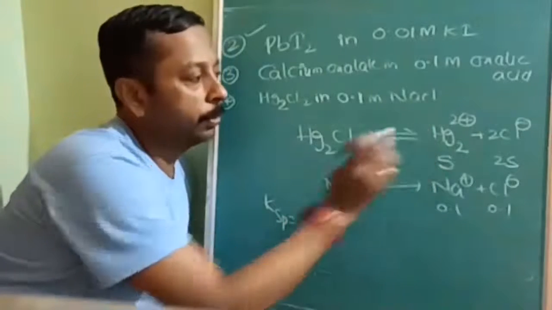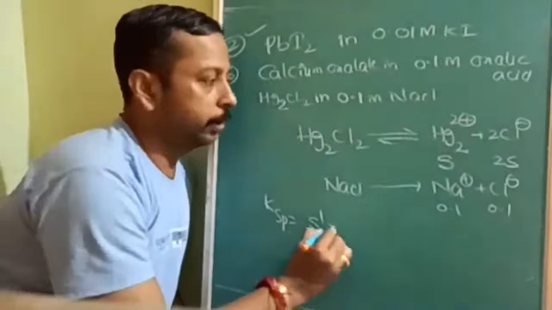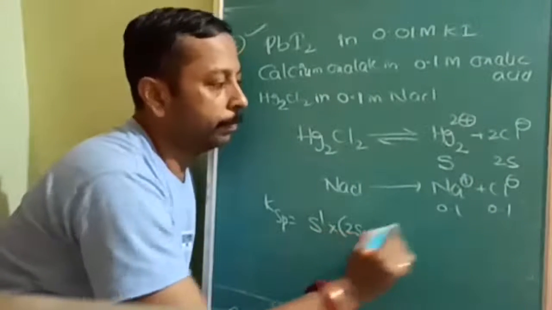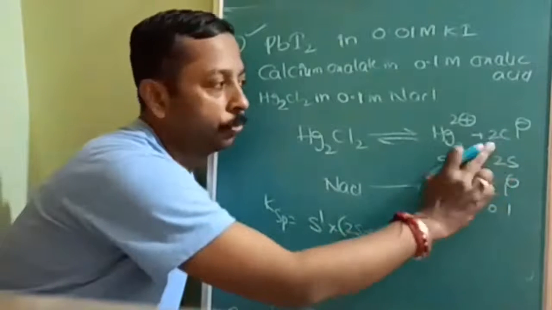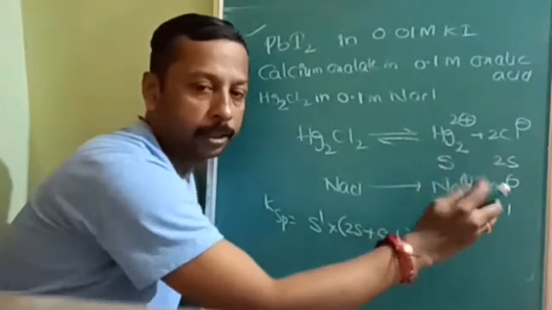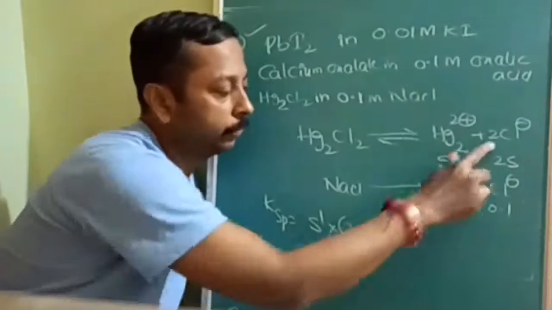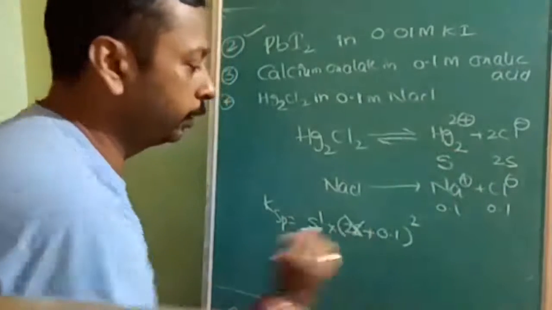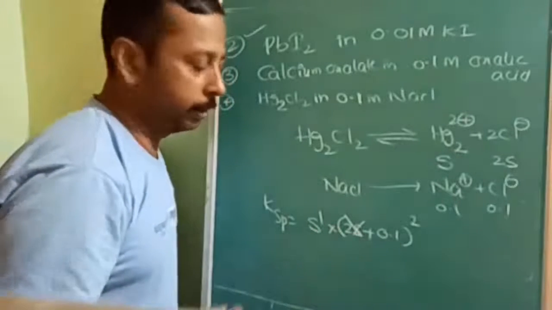Here S to the power of 1 into 2S plus 0.1 to the power of 2. Here it is 2, so then only I will square. Those who are getting doubt why square is not done: square is done only when it is 2 here. So I will neglect this one because 2S is very small in front of the 0.1.